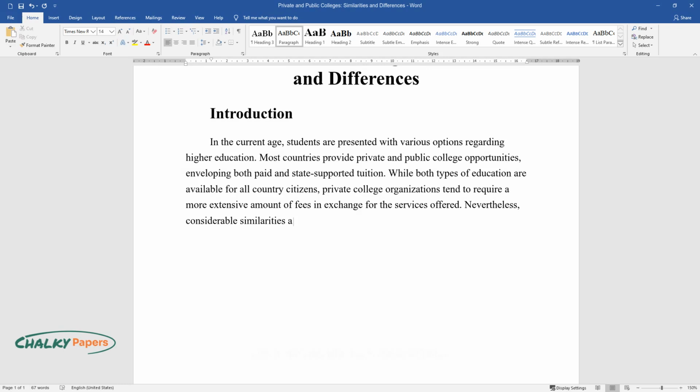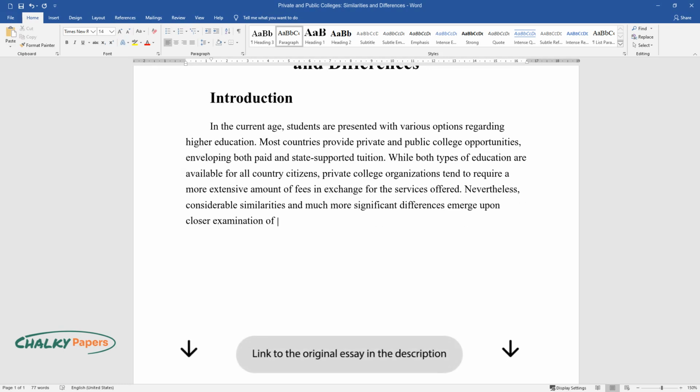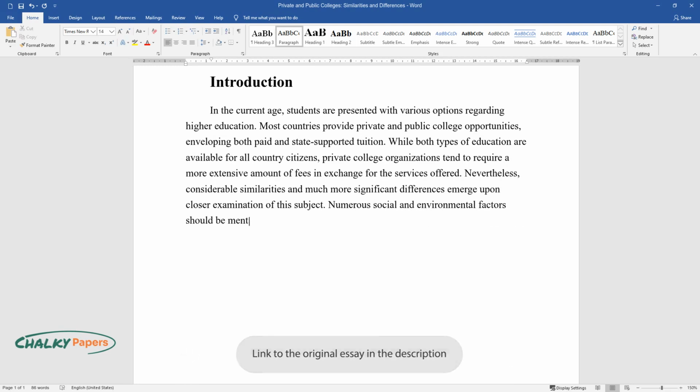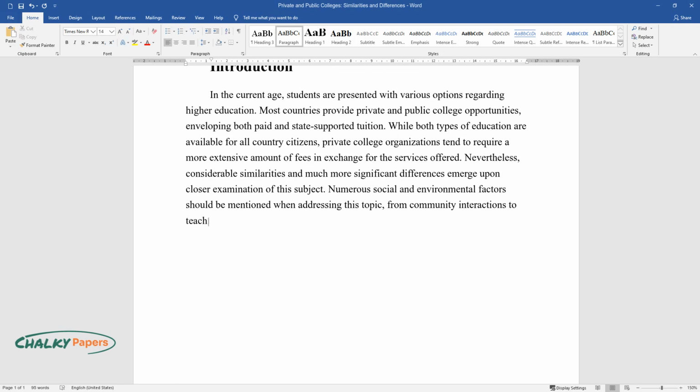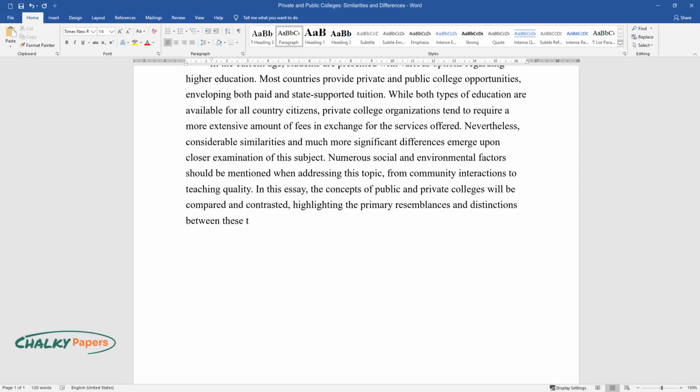Nevertheless, considerable similarities and much more significant differences emerge upon closer examination of this subject. Numerous social and environmental factors should be mentioned when addressing this topic, from community interactions to teaching quality. In this essay, the concepts of public and private colleges will be compared and contrasted, highlighting the primary resemblances and distinctions between these types of education.